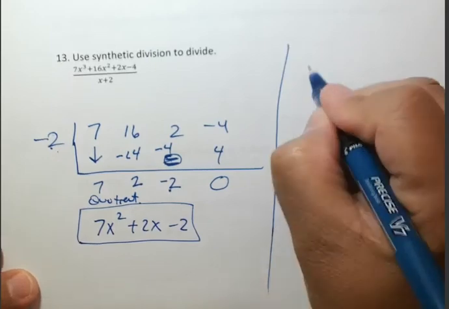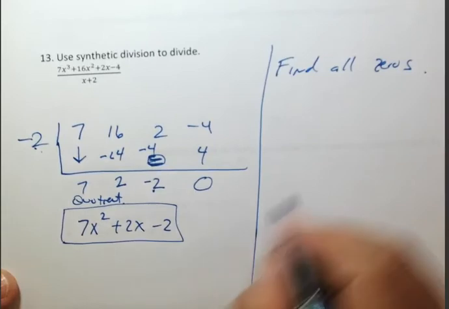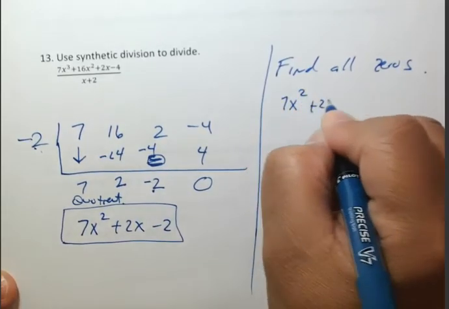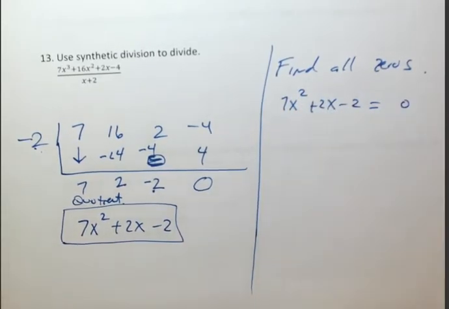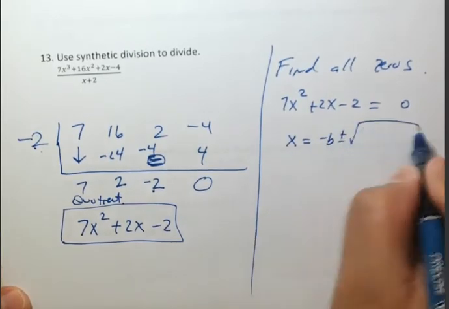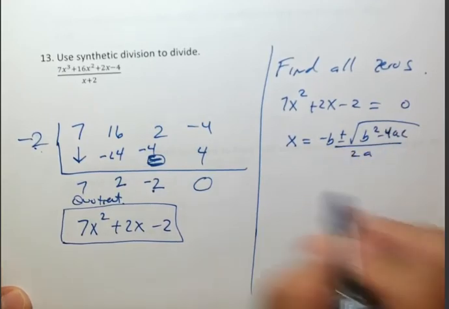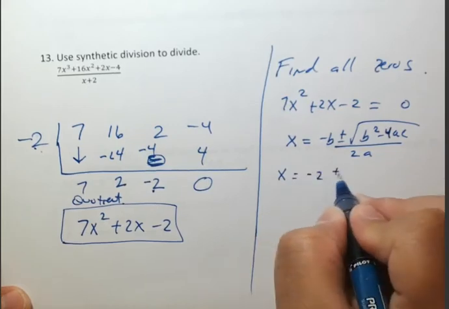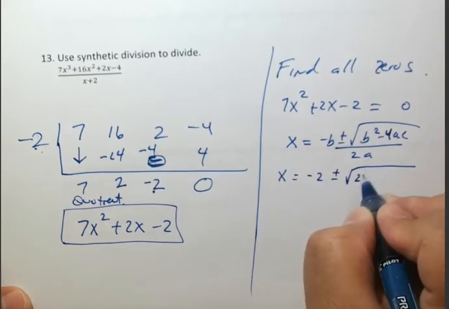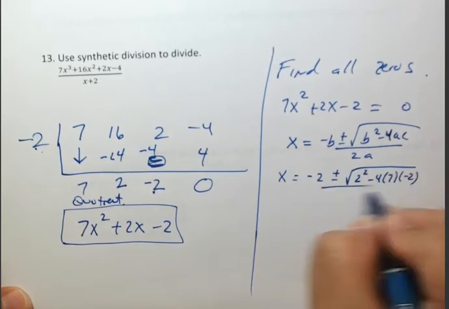But if the question said find all zeros, then you would take your quotient and set it equal to 0. And then you can factor or use the quadratic formula. Okay. I guess we can use the quadratic formula. So B here is 2. A is 7 and C is negative 2.